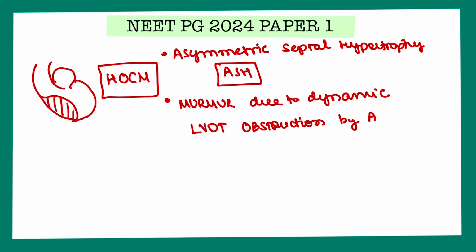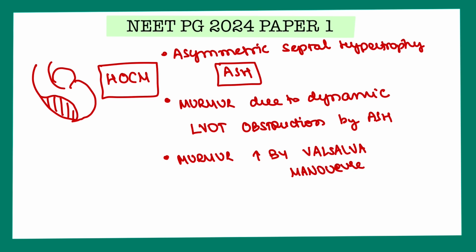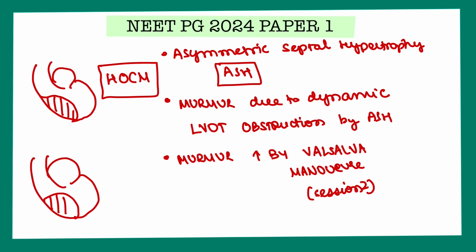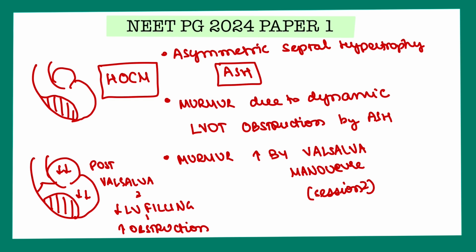This murmur increases by Valsalva maneuver, whereas all the other murmurs decrease on Valsalva. HOCM is an exception. After Valsalva, the left-sided filling will be reduced. Okay, left atrium and left ventricular filling will be decreased. This will increase the obstruction and murmur in HOCM. In mitral valve prolapse also, the murmur of mitral valve prolapse increases post Valsalva.